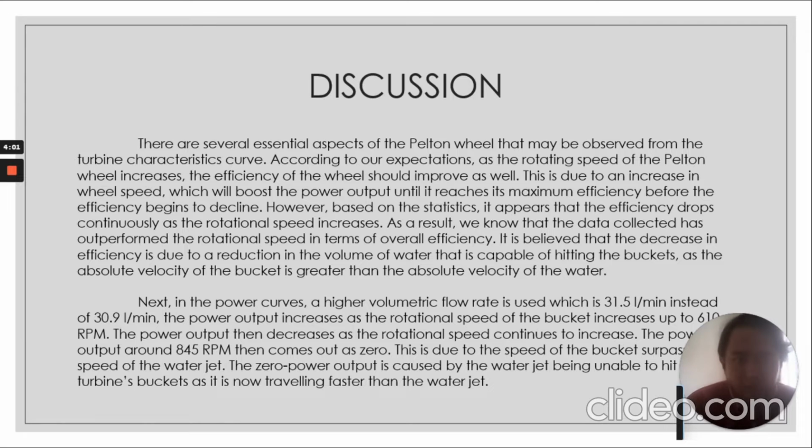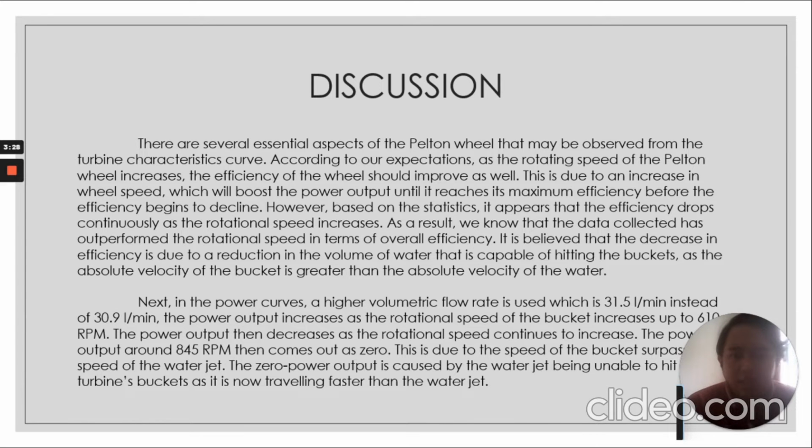However, based on the statistics, it appears that the efficiency drops continuously as the rotational speed increases. As a result, we know that the data collected has deviated from the expected trend in terms of overall efficiency. It is believed that the decrease in efficiency is due to a reduction in the volume of water that is capable of hitting the buckets, as the absolute velocity of the bucket is greater than the absolute velocity of the water.